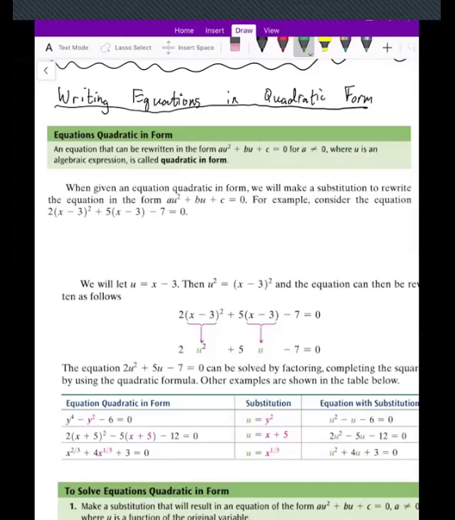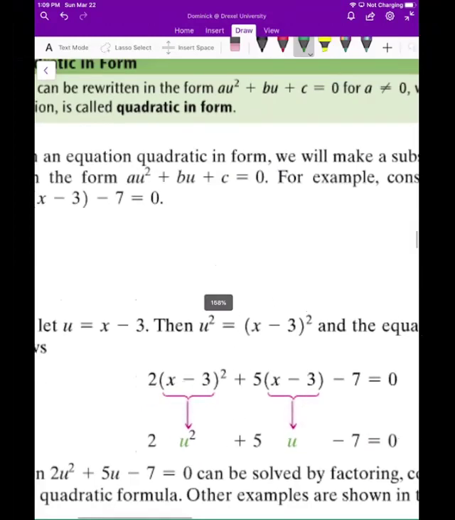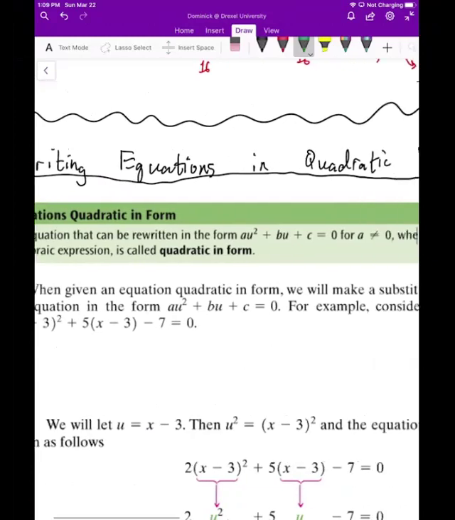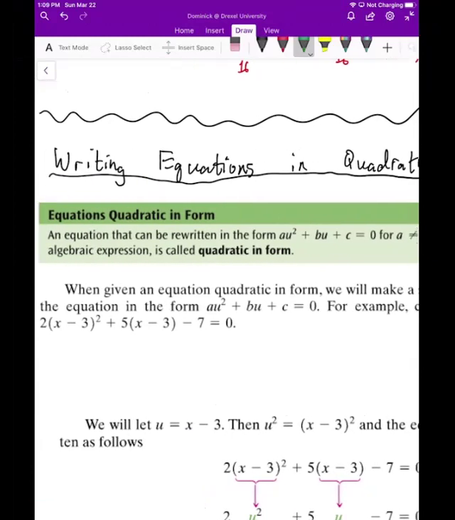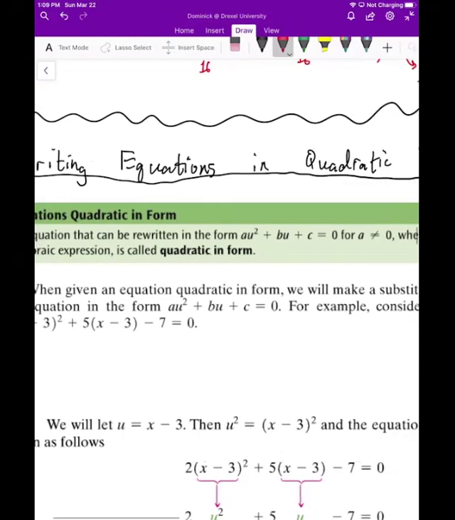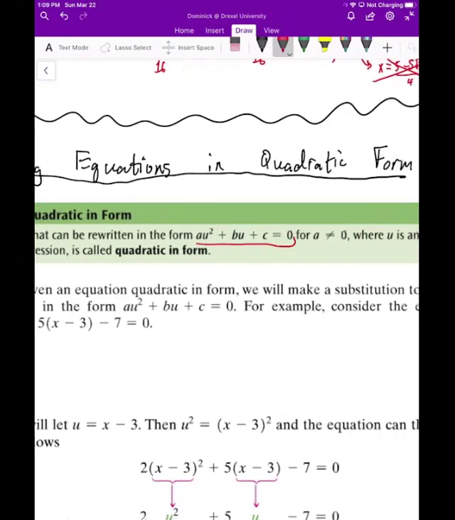Okay, guys, welcome. Today we're going to talk about writing certain equations in quadratic form. Now, there are some equations that we'll look at that may not look like a quadratic when we first analyze them, but we can make them into a quadratic equation. What is going to drive this whole idea is if it's possible to take an equation and make it look like a quadratic, where this u is chosen appropriately to make this happen.